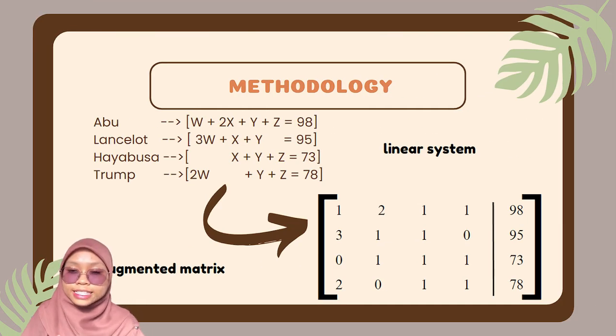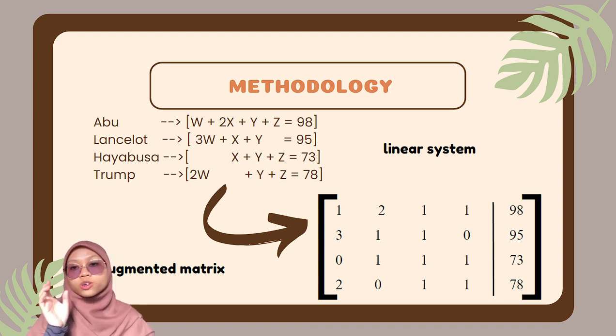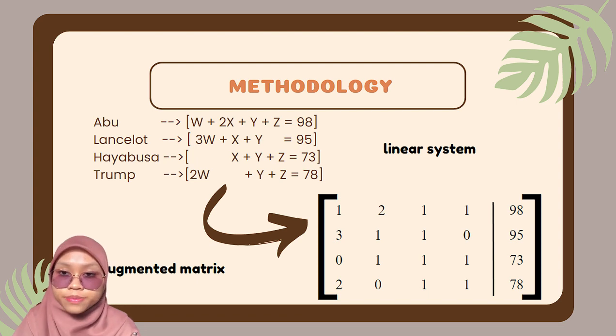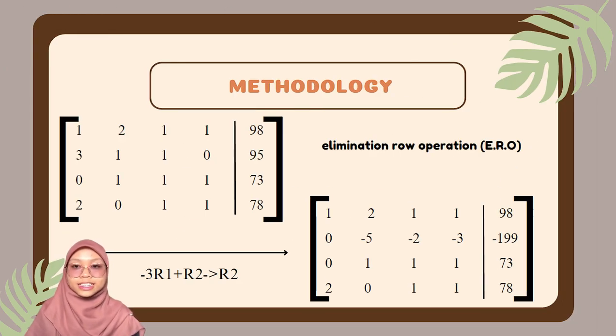After identifying the linear system, we have to change the linear system to augmented matrix. As you can see in our slide, that is the augmented matrix. Next, using ERO, elimination row operation, we have to reduce entries until we get REM.